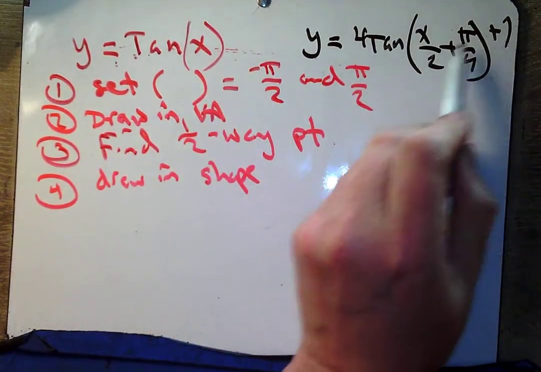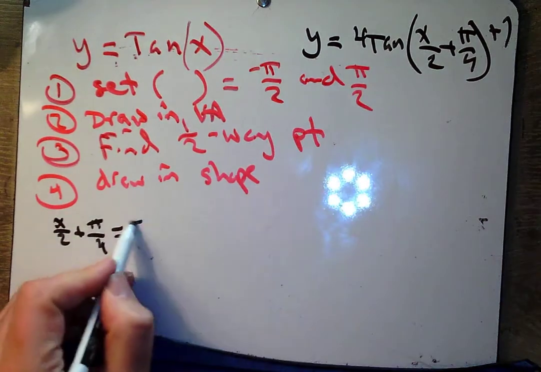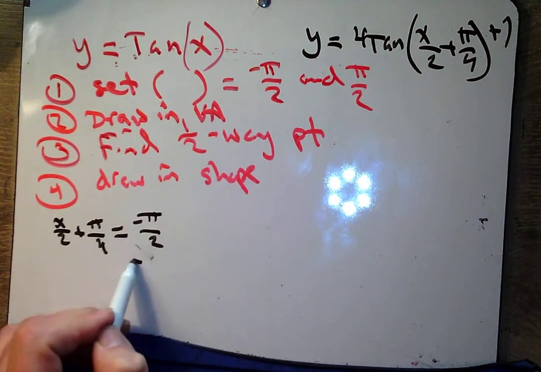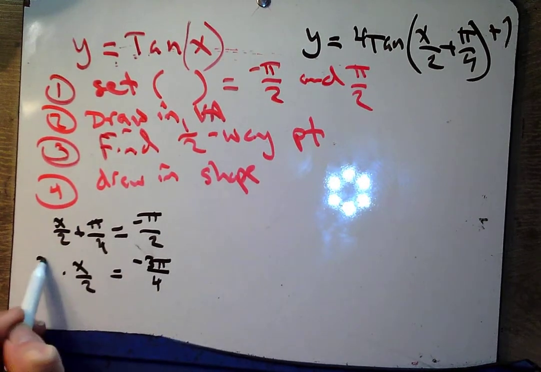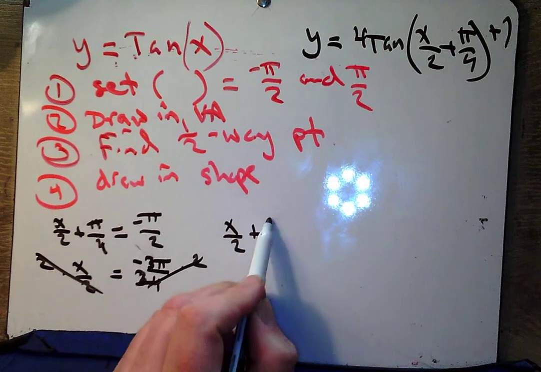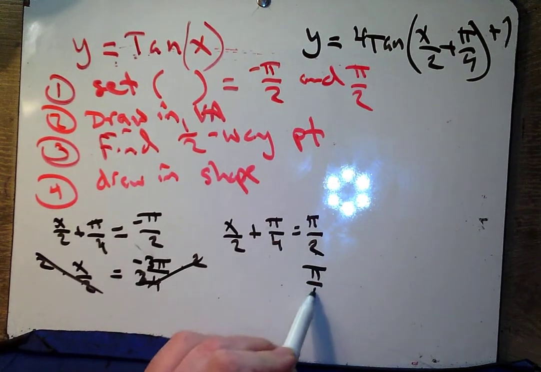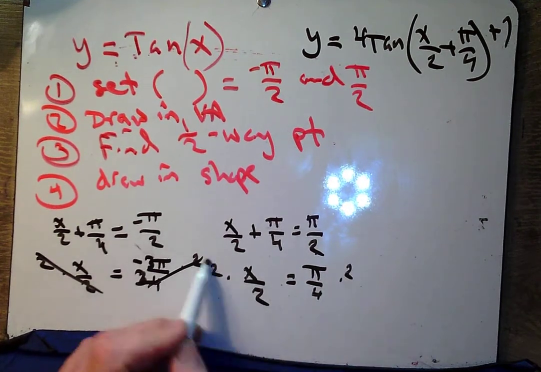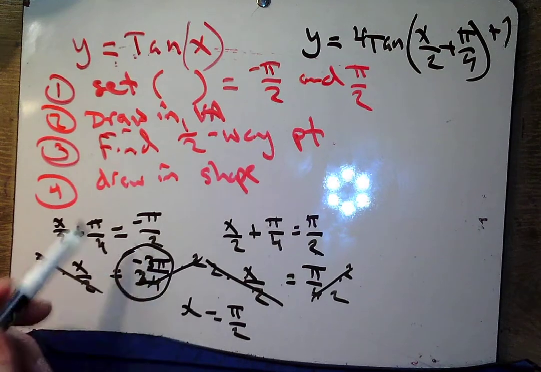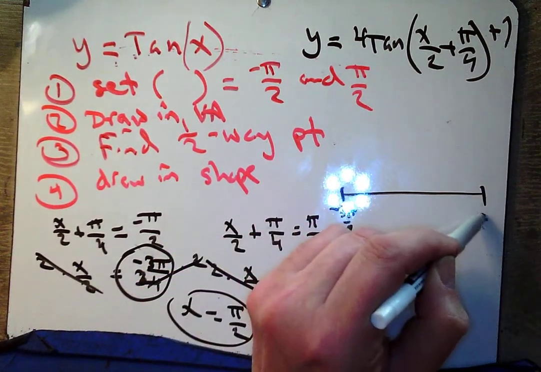I'm going to start by setting the argument x over 2 plus pi over 4 equal to negative pi over 2 and pi over 2. Negative 2 pi over 4 minus 1 pi over 4 is negative 3 pi over 4. Then I multiply both sides by 2, so I get negative 3 pi over 2. And x over 2 plus pi over 4 equals positive pi over 2: when I subtract pi over 4 from 2 pi over 4, I get pi over 4, so over 2, x equals pi over 2. So our graph is going from negative 3 pi over 2 to positive pi over 2.